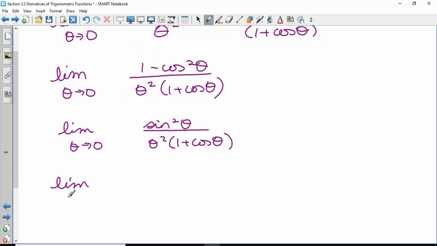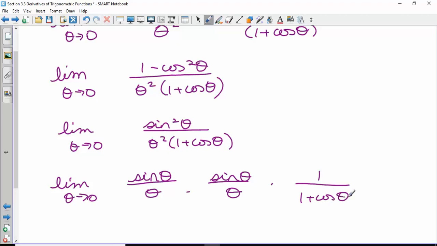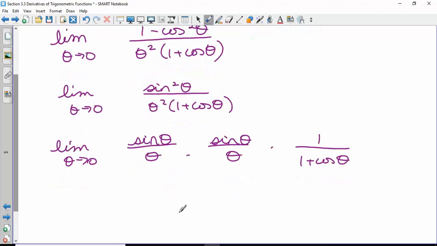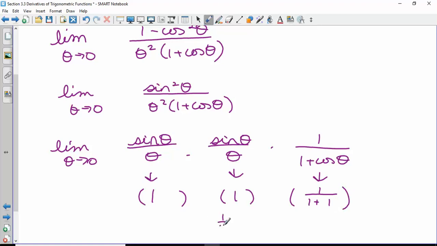And now we can evaluate this. If you wanted, you could separate these. Sine squared means you have a sine theta times a sine theta. Theta squared, so we have 2 thetas, so you can put one of them under each of your sines. And then we still have this 1 plus cosine on the bottom. So sine theta over theta would turn into 1 times sine theta over theta is 1. This, if we plug in, we get 1 over 1 plus, what is the cosine of 0? 1. So we get 1/2.